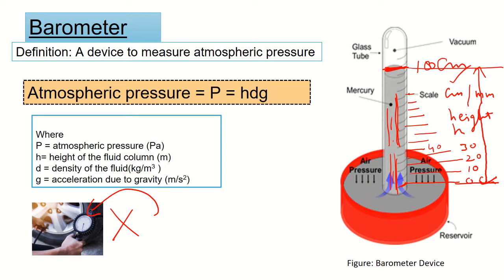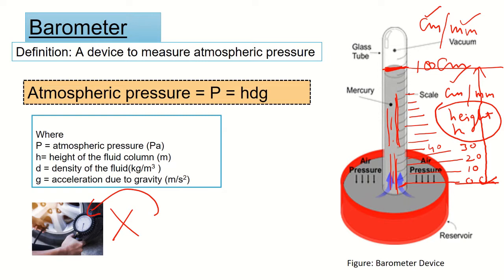Most of the scales are not in meter, they are in centimeter or in millimeter. So we can take the reading, or in some barometers centimeter is also given and millimeter is also given. So it is up to you which scale you want to use. From this barometer the reading of the height will come maybe in centimeter or maybe in millimeter.